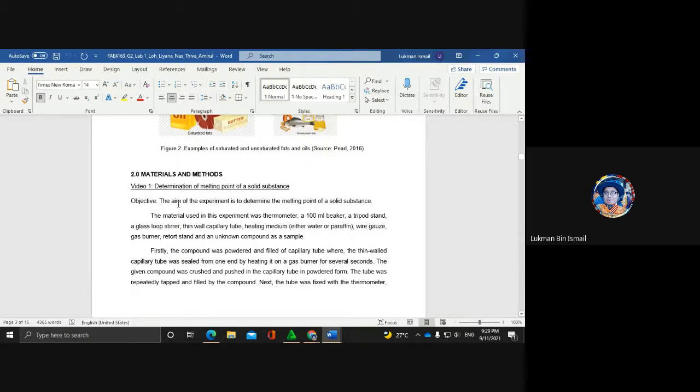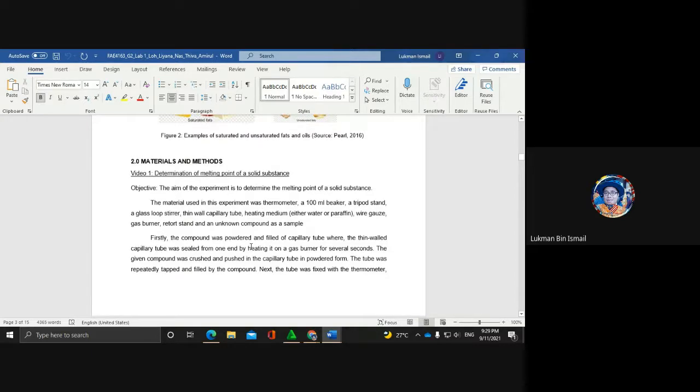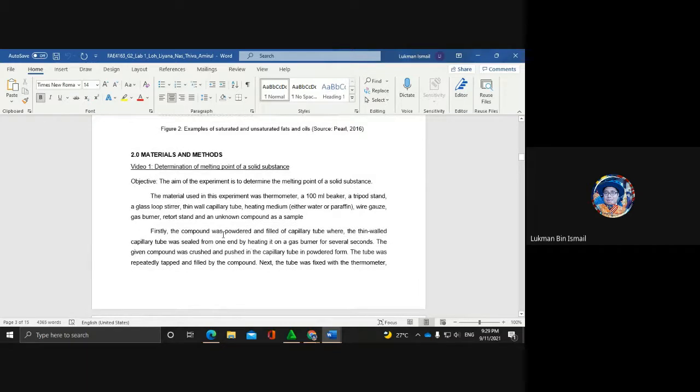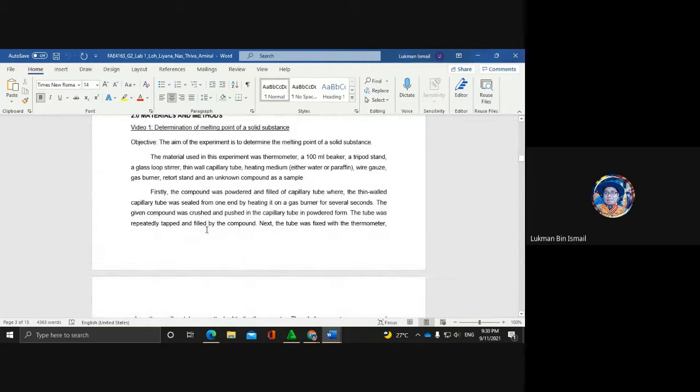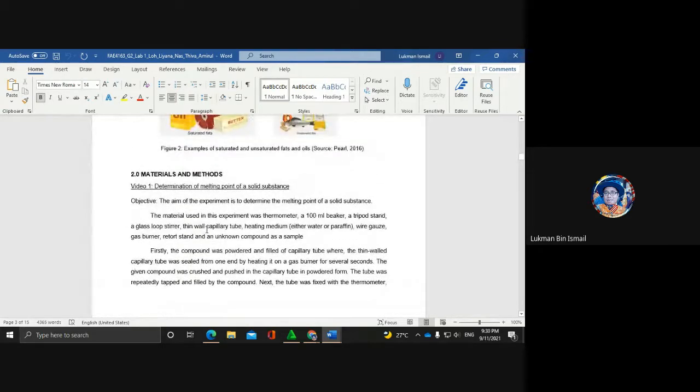Objective. The objective is actually to determine the melting point of a solid substance, not the aim of the experiment. So you start with "to determine". And the material used in this experiment was a thermometer. Explaining materials, you should segregate between materials and method. But some journals do not combine materials and method, so I don't mind between these two.